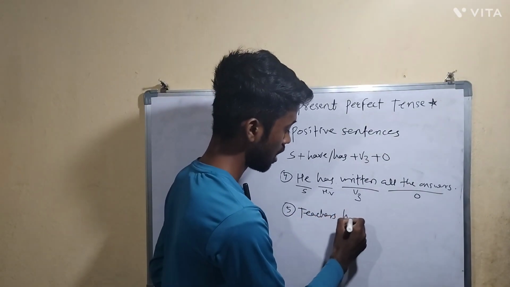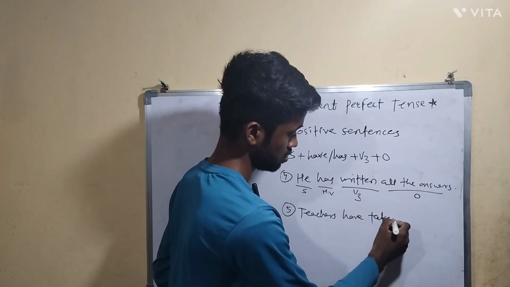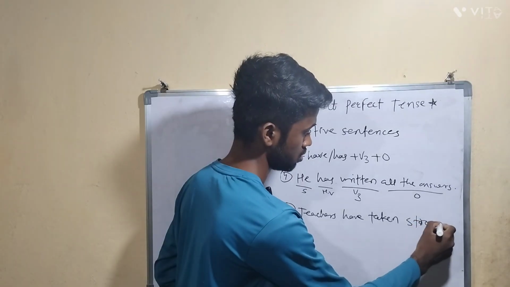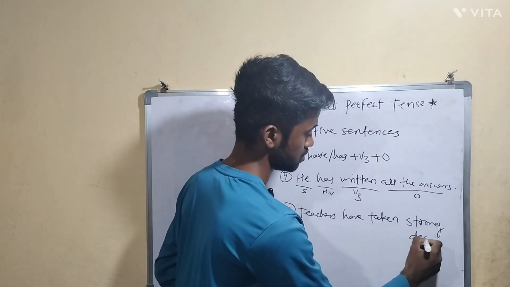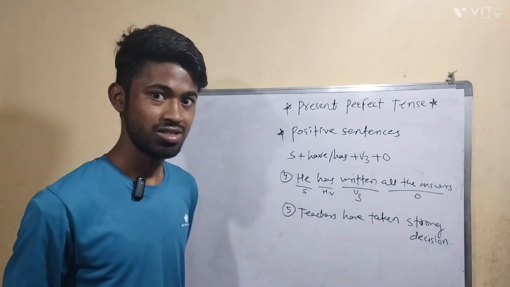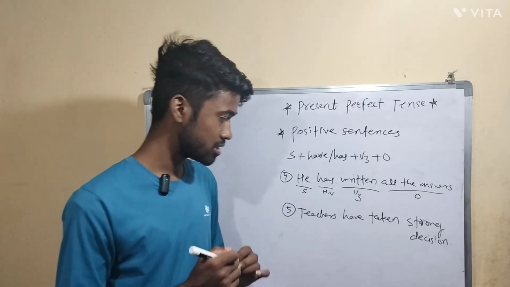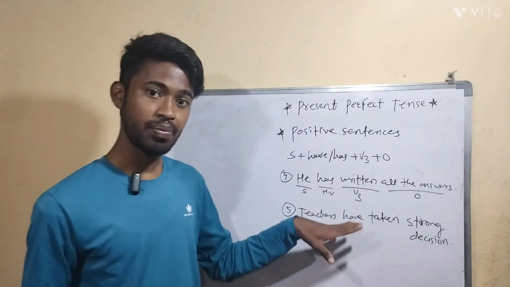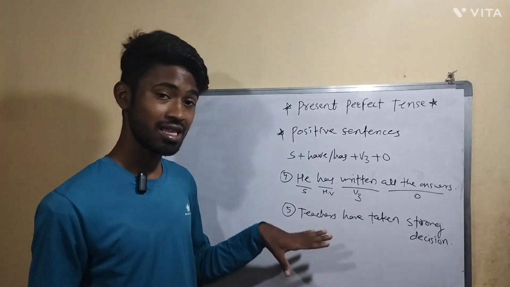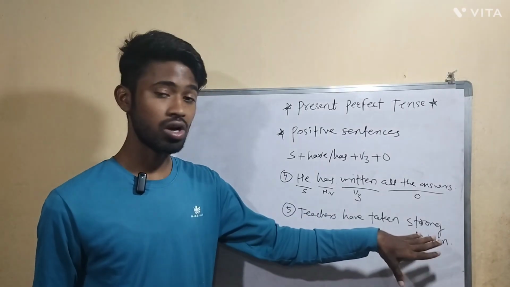Teachers have taken strong decision. Who has taken the strong decision? Teachers have taken. If only a single teacher is there, you have to use the helping verb has. But here, a single teacher is not there, right? Teachers are there. So that is the reason teachers have taken strong decision.